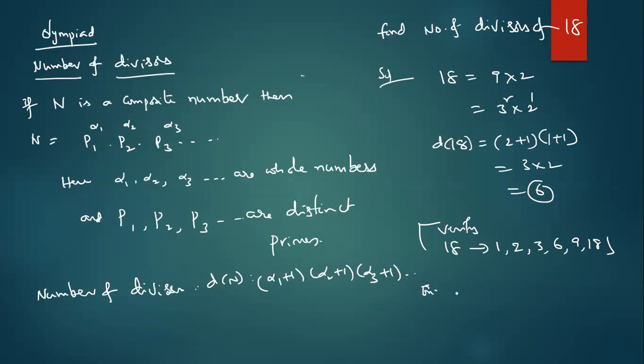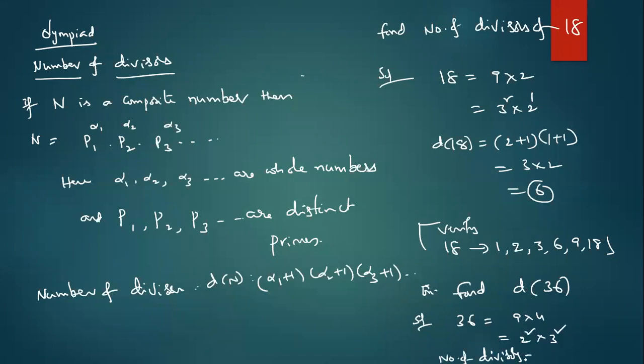Another example. Sometimes they're asking directly d of 36. D of 36 means the number of divisors. What is the answer? 36, how to write? 9 into 4, that is 2 square into 3 square. Therefore, number of divisors, what is the formula? 2 plus 1 means 3, 2 plus 1 means 3. So the number of divisors is 9. Number of divisors means talking about only powers. Whatever power you are getting, just add 1. Here 2 plus 1, 1 plus 1. Like that here also, 2 plus 1 into 2 plus 1. That is the case.